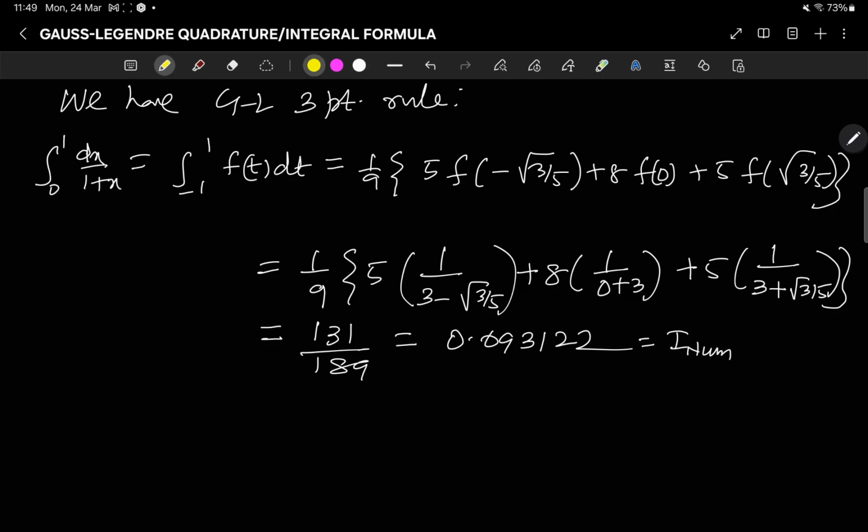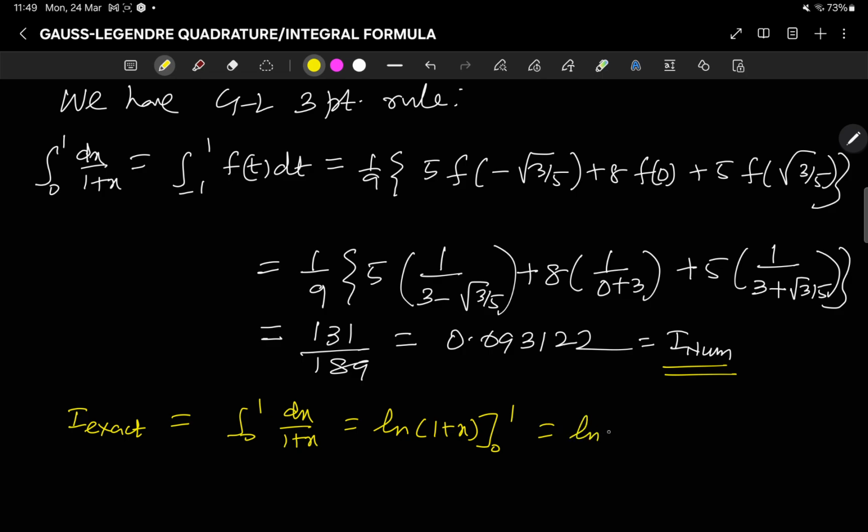I numerical, right? If I find I exact, what is my exact integration to find the error? Integral from 0 to 1 of dx by 1 plus x is ln(1 plus x). Here from 0 to 1, this is equal to ln 2 minus ln 1. This is ln 2 minus 0, which is equal to ln 2.